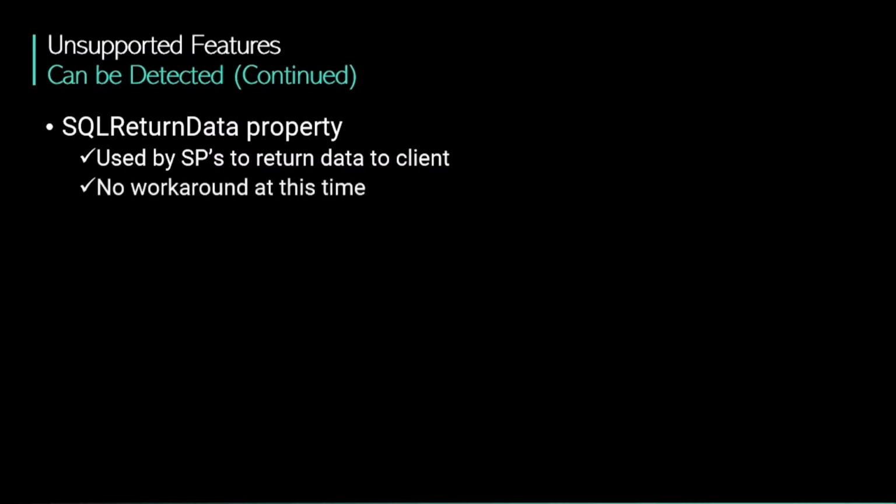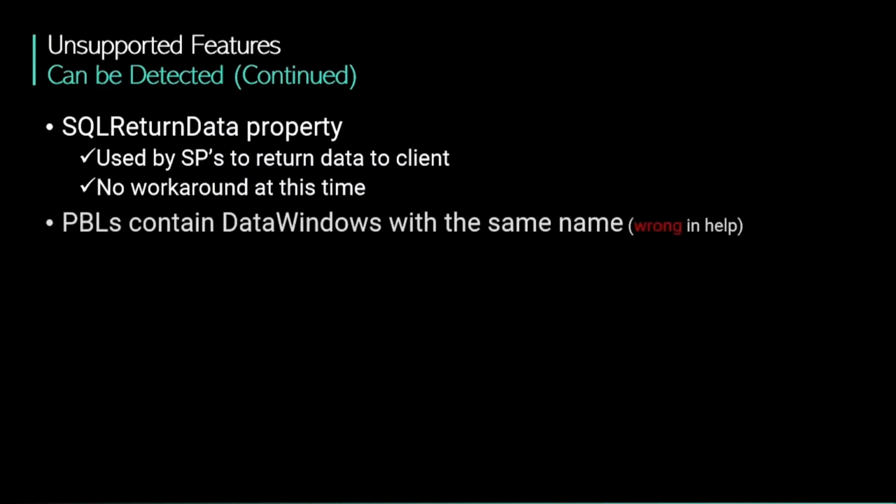SQL return data property. You saw that it got flagged in the unsupported feature analysis report on my order entry demo application. It's used by stored procedures to return data to the client. No workaround at this time. Although Chris Pollock would suggest, why don't you just have the stored procedure return a result set with that information in the result set? That can be processed. Just not the value of SQL return data in the SQL communications area.